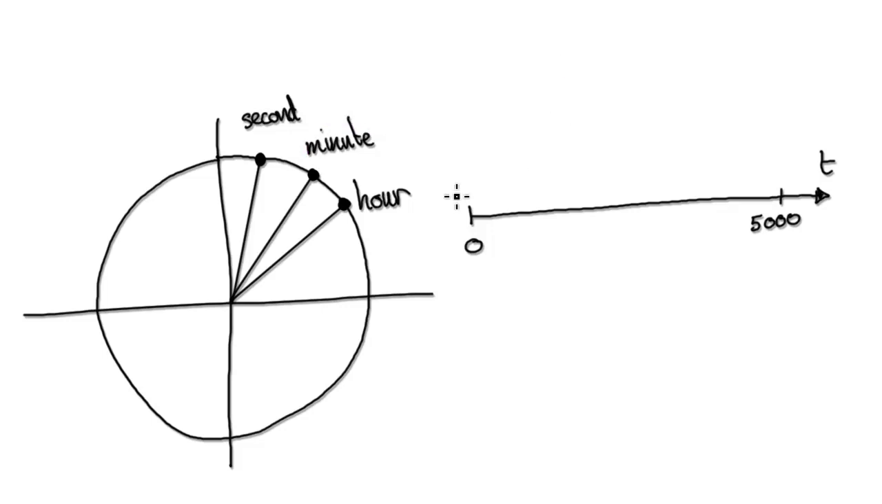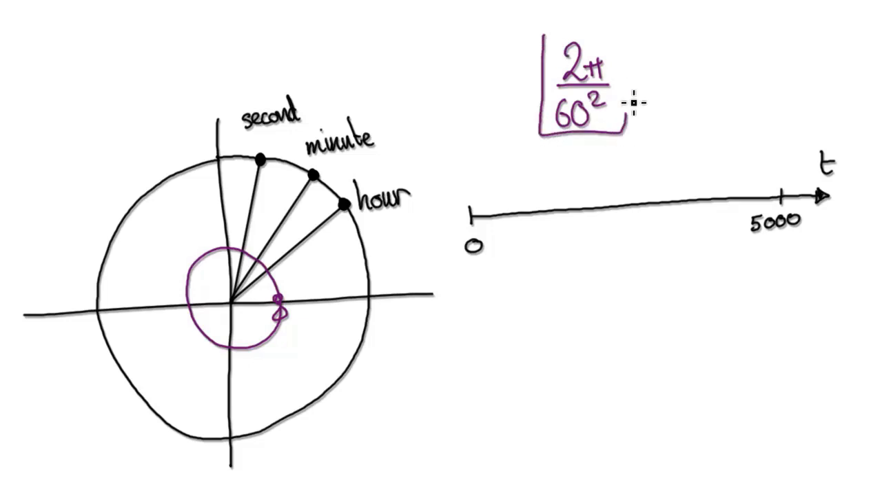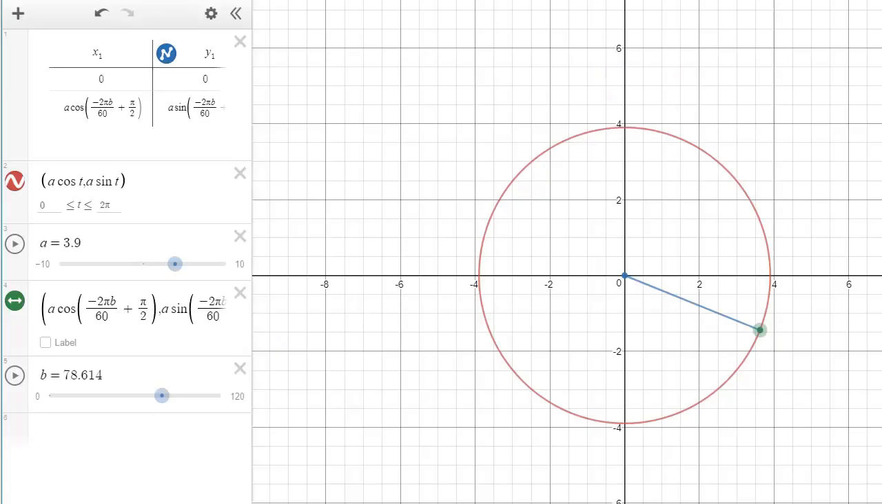So to simulate our minutes hand, we would get the whole thing here, which would be 2 pi, cut it up into 60 times 60 equal pieces, and then stick our slider B in here. That will then simulate our time. So let me illustrate in Desmos.